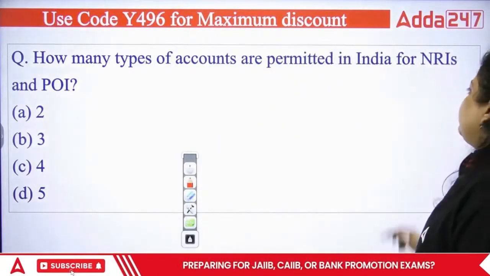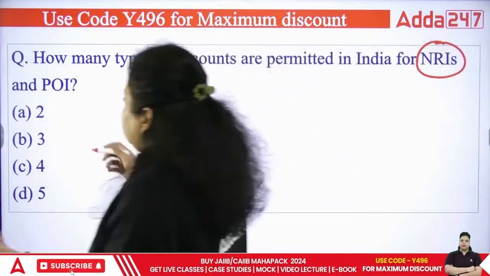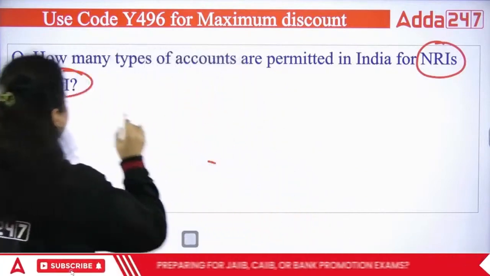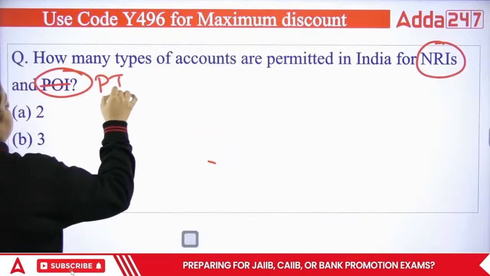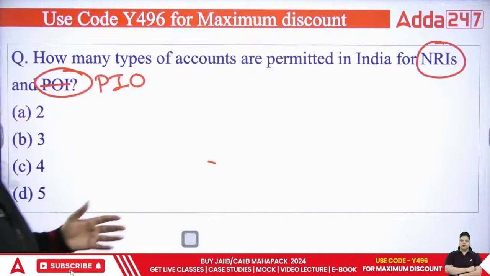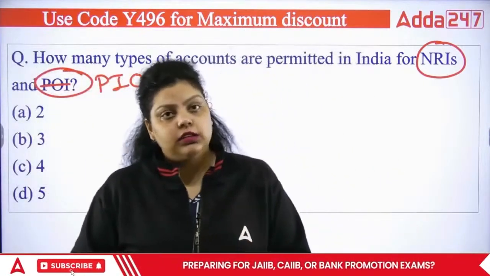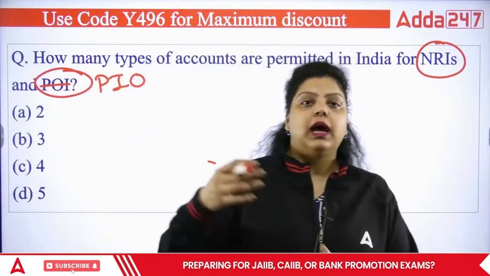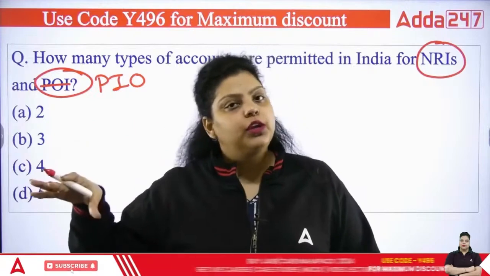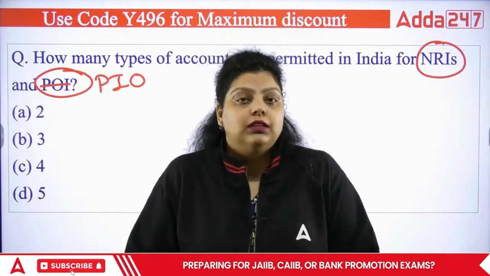Clear? Now when we talk about non-resident Indians or NRI, we also have PIO, person of Indian origin. The person of Indian origin is the person whose parents belong to the country. They are citizens of our country, but their child's birth happened in a foreign country. So that child will be known as person of Indian origin, because his or her parents are Indian citizens.